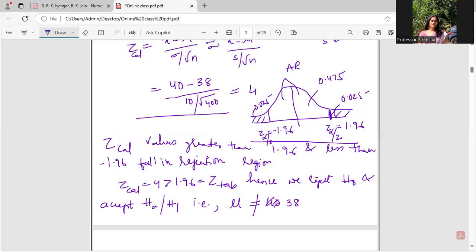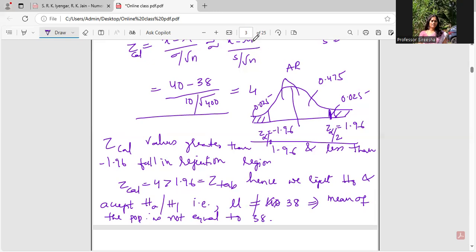In words also I will write here: the mean of the population is not equal to 38. That's it. Nothing more, nothing less. The mean of the population is not equal to 38 is what you will write in words. That's how you will do a two-tailed test. Very easy if you understand the concept. Otherwise, you will trouble yourself if you don't understand.